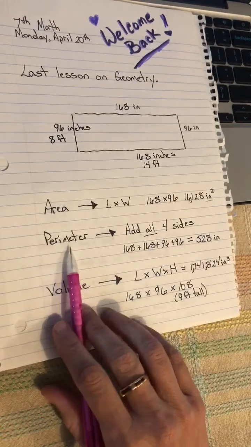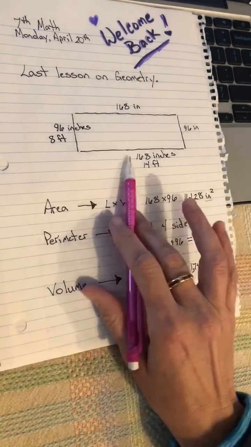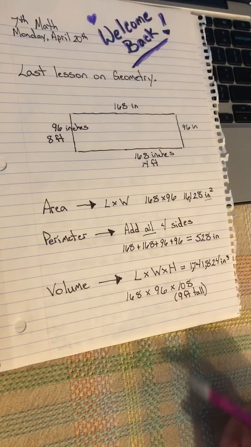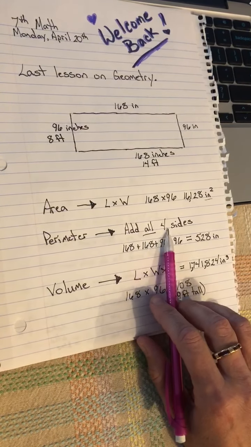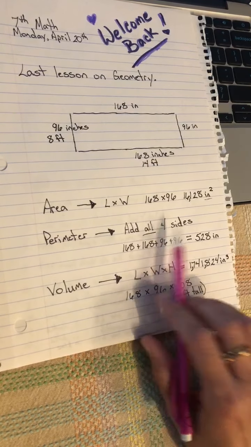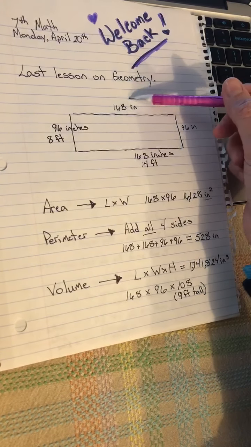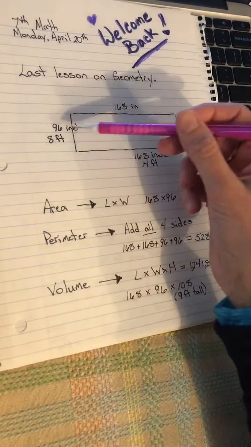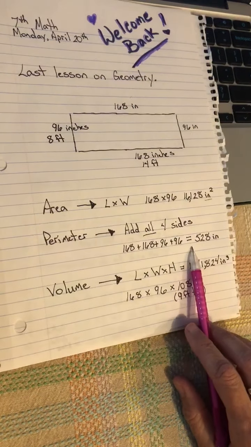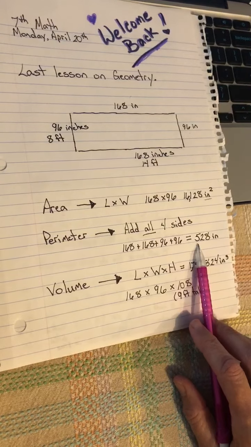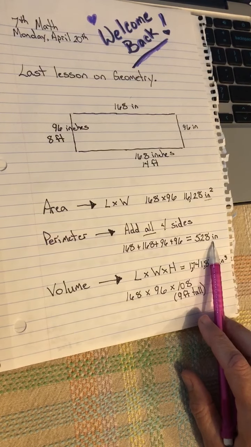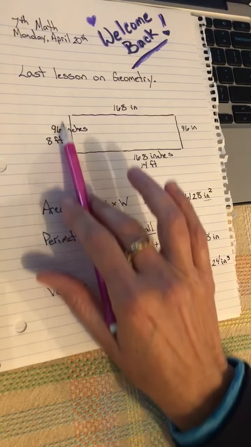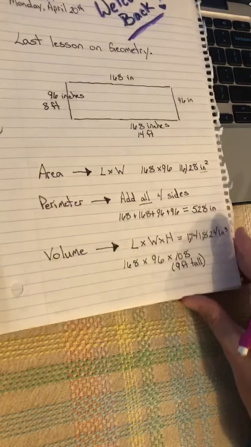Then you have to figure out the perimeter of this room in inches. Now remember, perimeter, all you have to do is add the four sides. So I did 168 plus 168 plus 96 plus 96, and the perimeter would be 528 inches. So the perimeter is just the measurement of the four walls in the room.